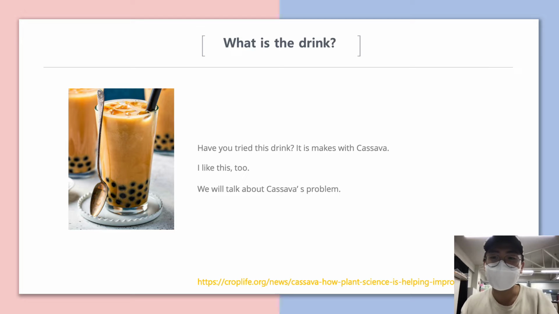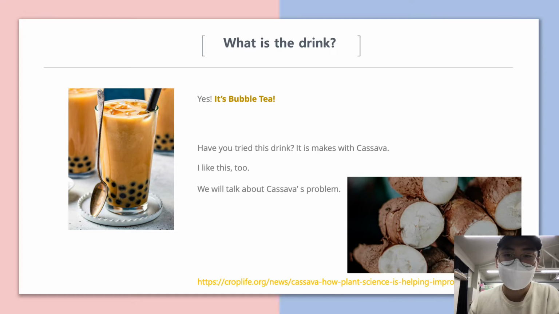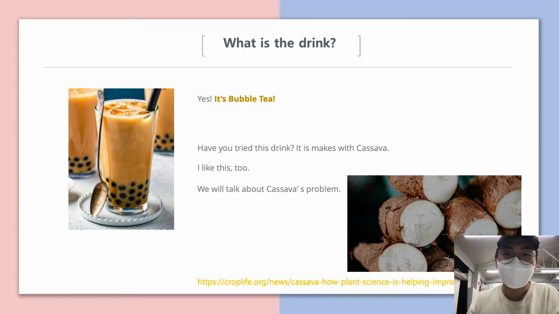What is the drink name you see on the PPT slide? Yes, it's bubble tea. Have you ever had bubble tea? Its main raw material is obtained from cassava. We will now look at the problems cassava suffers from.